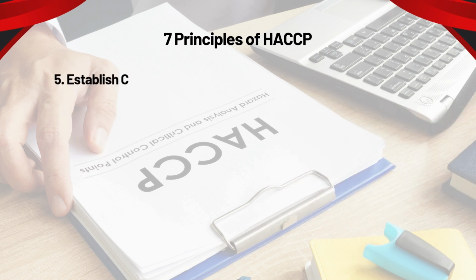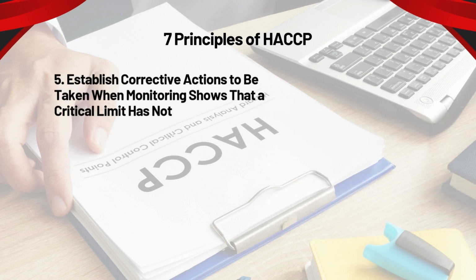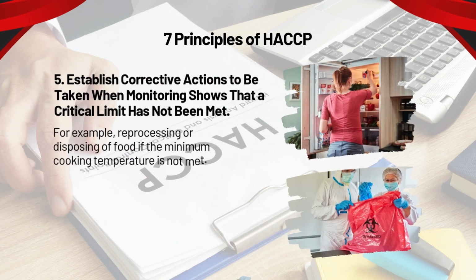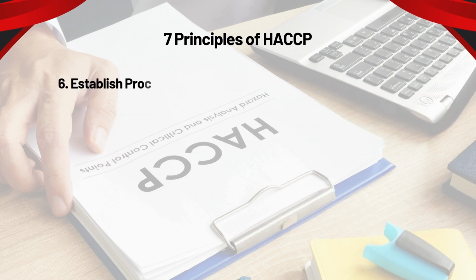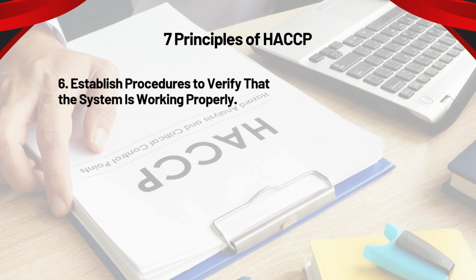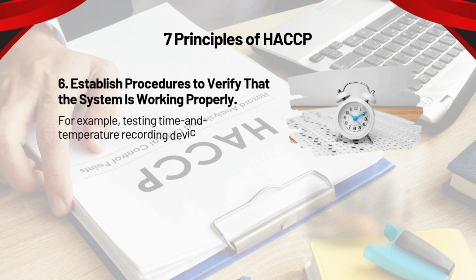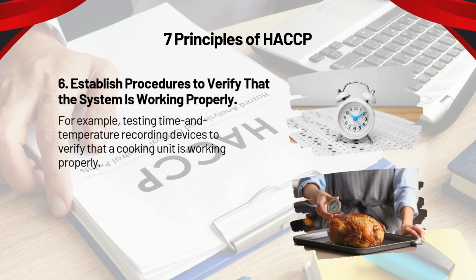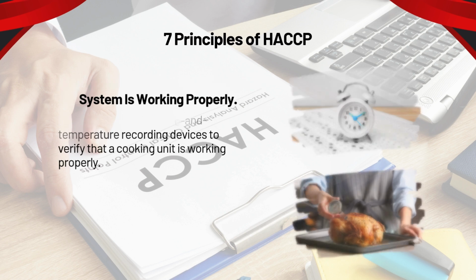5. Establish corrective actions to be taken when monitoring shows that a critical limit has not been met. For example, reprocessing or disposing of food if the minimum cooking temperature is not met. 6. Establish procedures to verify that the system is working properly. For example, testing time and temperature recording devices to verify that a cooking unit is working properly.